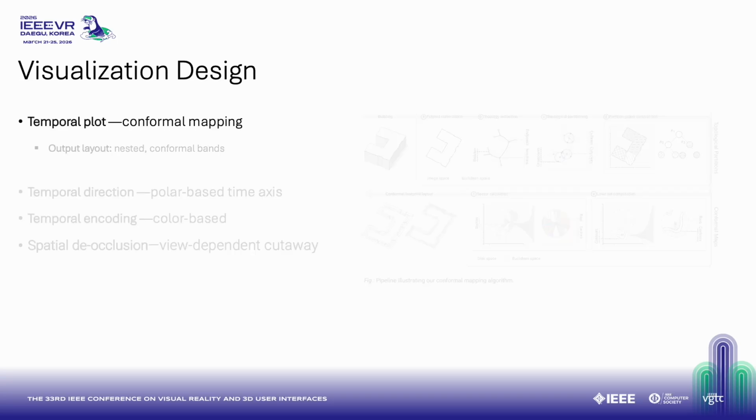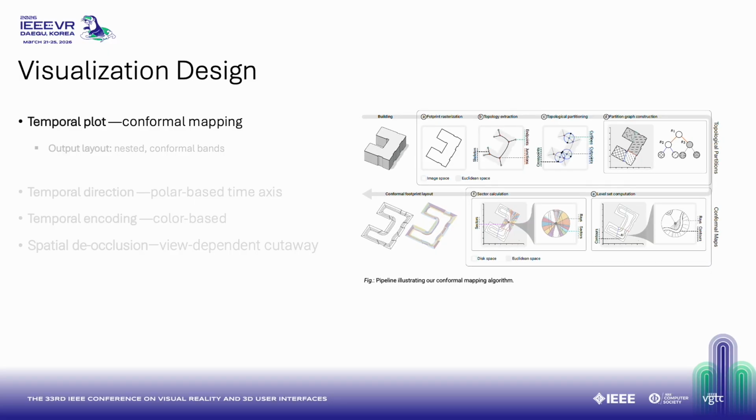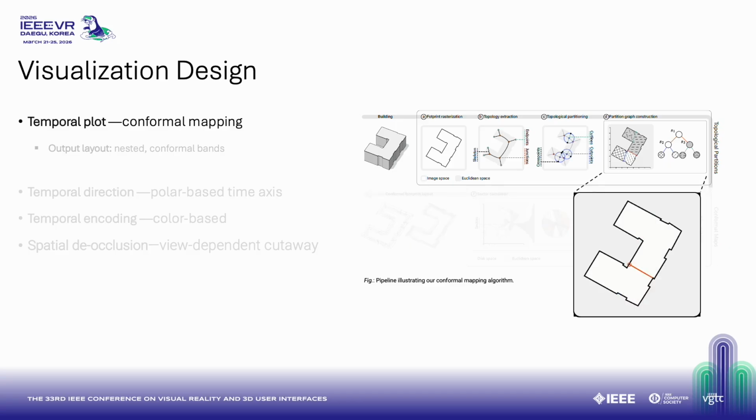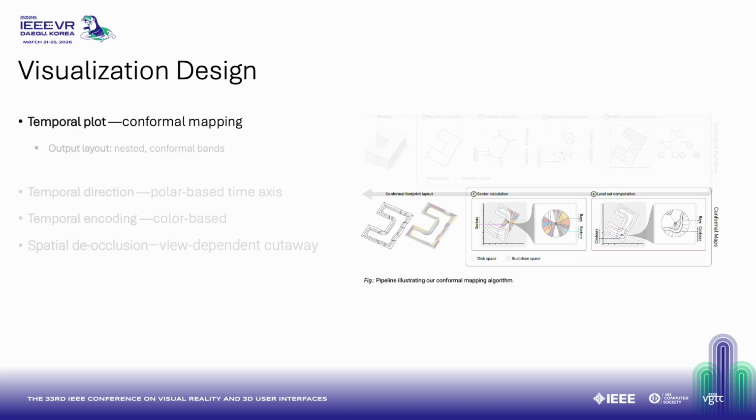To visualize spatiotemporal urban data within our immersive lens using X-ray de-occlusion, we use a conformal mapping algorithm to plot temporal data in a manner that conforms to the building footprint. The image here shows the steps of the algorithm. After extracting and topologically partitioning the footprint, the algorithm segments the footprint into smaller subpolygons. It then computes a conformal map for each subpolygon.